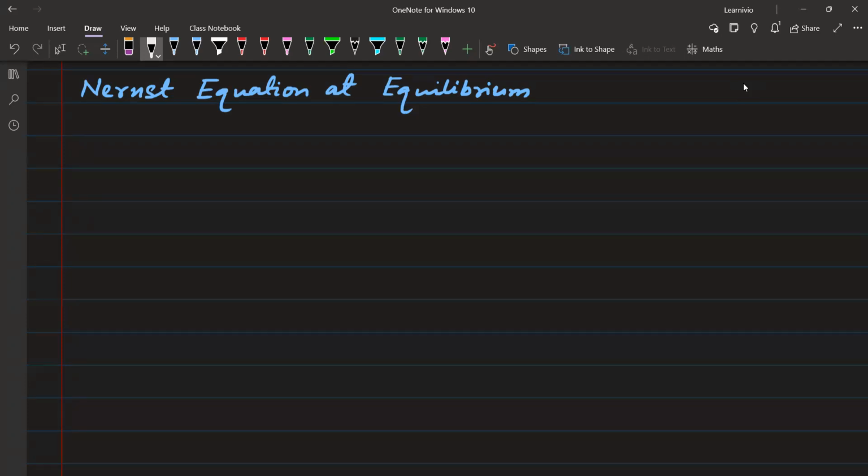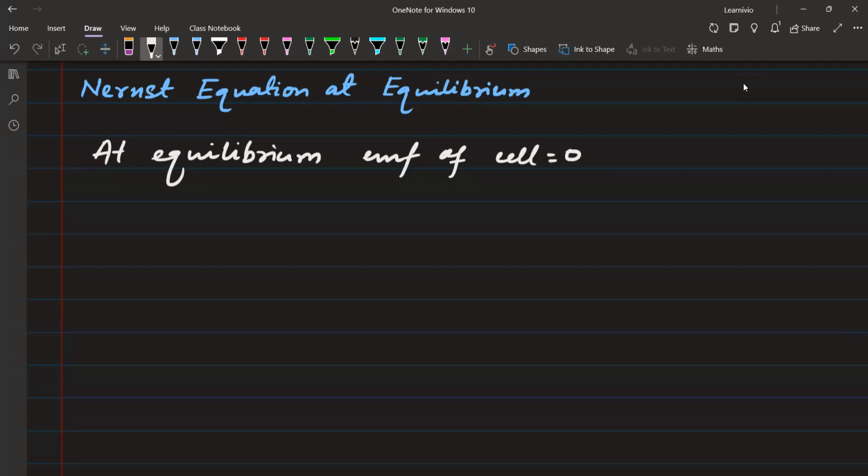So at equilibrium, two things happen. Please write this with me. At equilibrium, EMF of cell is equal to 0 because nothing is happening, and log Q, the reaction quotient, will be equal to log K. That is the equilibrium constant. Make sense, everyone? Yes or no? Please tell me. Is it making sense? Yes, sir. Yes, sir. Okay.